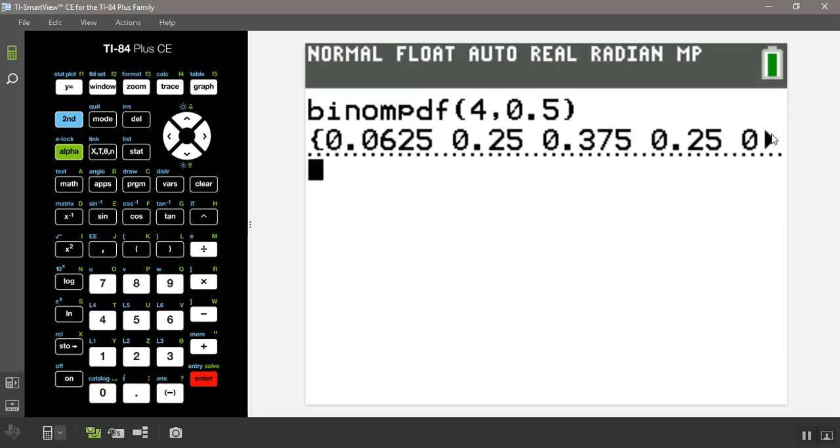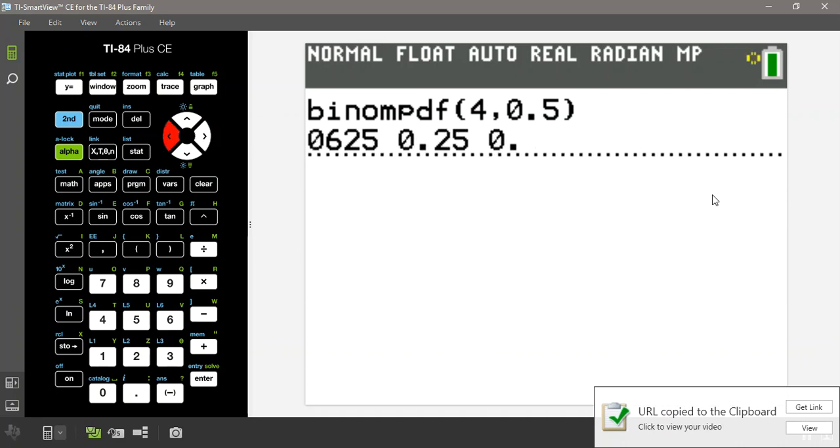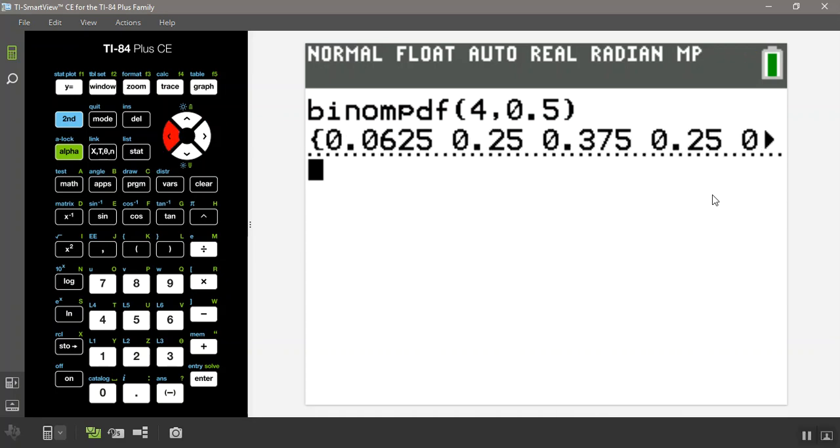And you can see there's a little right arrow over here on the right, which means if I hit the right arrow, it'll scroll over and let me see more probabilities. So I can find all my probabilities, 0.0625, 0.25, and so on. It's a little confusing to look at like this in horizontal form, especially if there's a lot of decimal places.